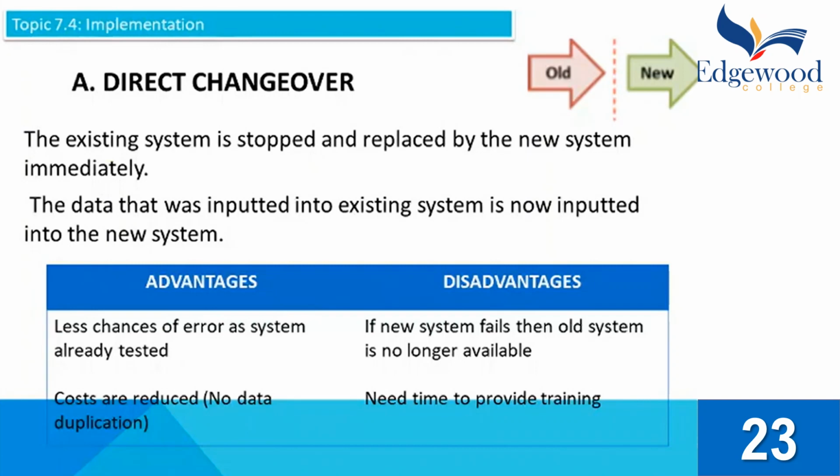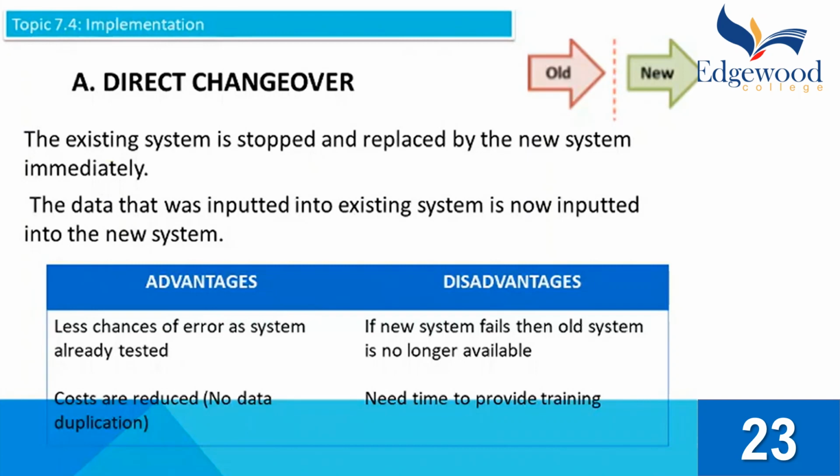The first one is the direct changeover. In the direct changeover, the existing system is stopped and replaced by the new system immediately. That is the design of the direct changeover. The old system is stopped, and the new system is introduced immediately. The data that was inputted into the existing system is then transferred into the new system. It has advantages and disadvantages.